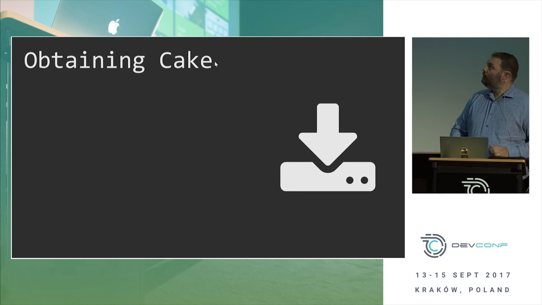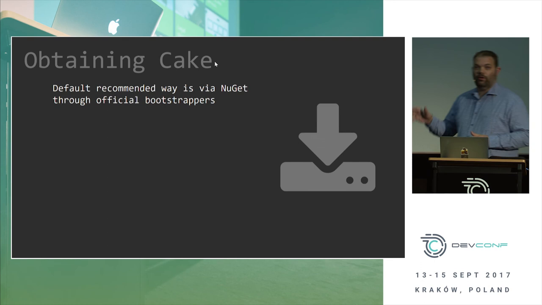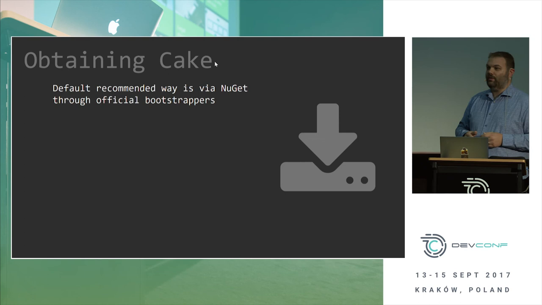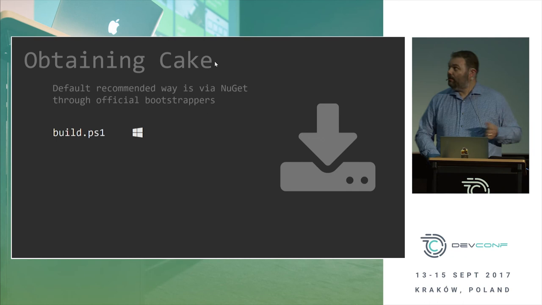So, obtaining Cake. How does one get Cake on one's machine? The default way is recommended: fetching it from NuGet, where our official binaries are, signed with that .NET Foundation code signing certificate, so you can know it's from us. And we have a resources repository in our organization, which contains a suggested implementation of a build.ps1 file for Windows, which will do just that.